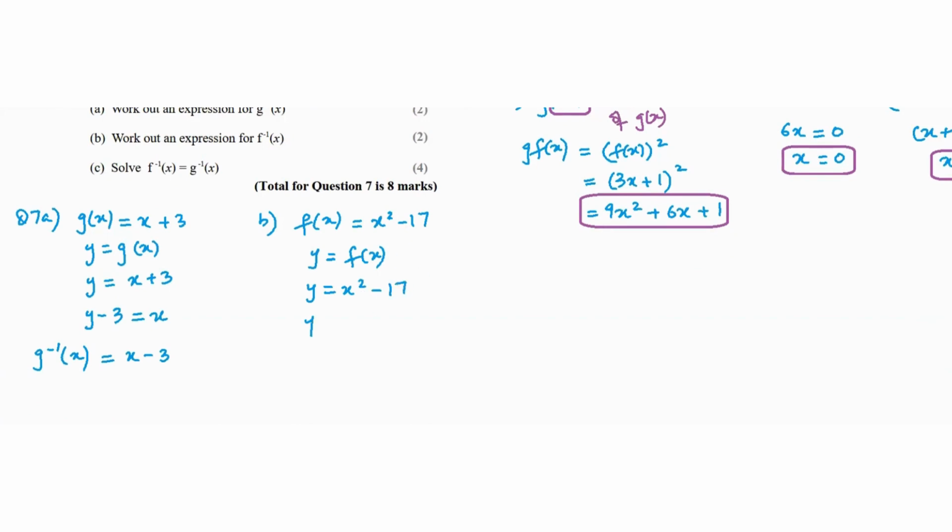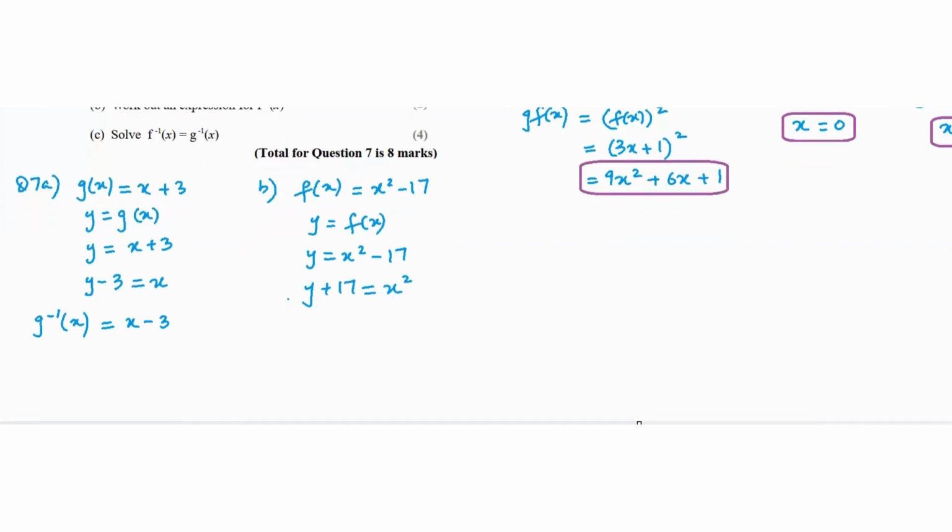Bring 17 to the other side, y plus 17 equals x squared. And to make sure x is the subject, we will take the square root on both sides. So now we have square root of y plus 17 equals x. Hence, f inverse x would equal square root of x plus 17. In the last step, just replace the y with x and the x, which is the subject, with the inverse function.